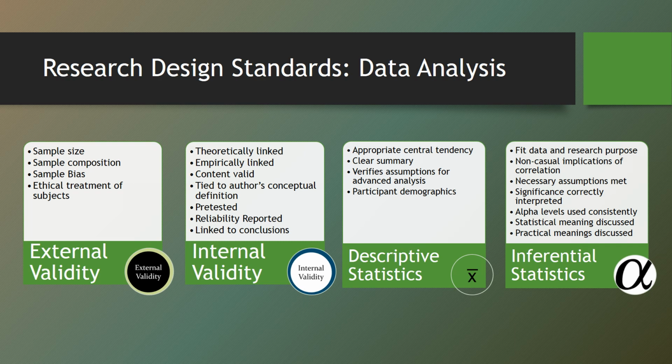The descriptive statistics of research include appropriate central tendency of measure, provides a clear summary, provides assumptions for advanced analysis, and includes participant demographics. The last component, inferential statistics, includes a total of 7 sub-areas. They are providing fit data and research purpose, ensuring non-causal implications of correlation, meeting necessary assumptions, ensuring significance is correctly interpreted, that the alpha levels are consistently used, and that statistical meaning as well as practical meanings of the analysis are discussed.